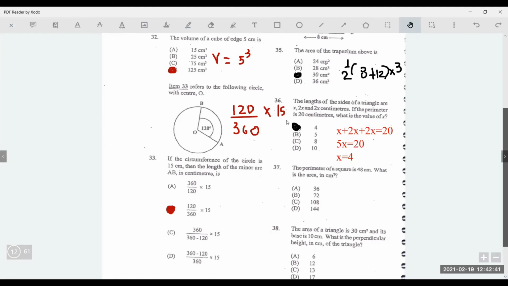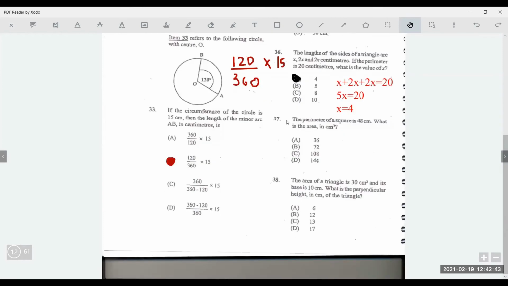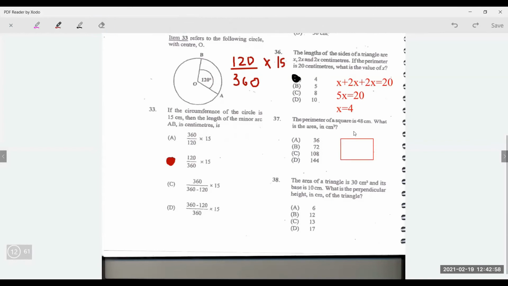Question 37. It says the perimeter of a square is 48 centimeters. What is the area of this square? So it's always good to just draw a little square. I know my square kind of looks like a rectangle-ish. If the perimeter is 48, we know that each side is 12. That's the only way you add up all sides to get 48.